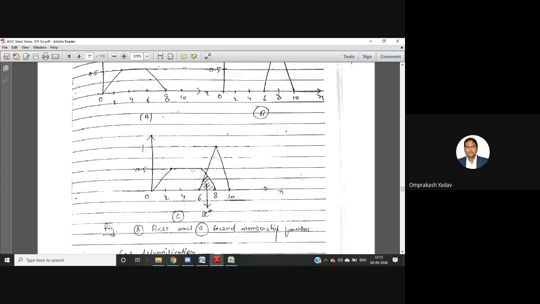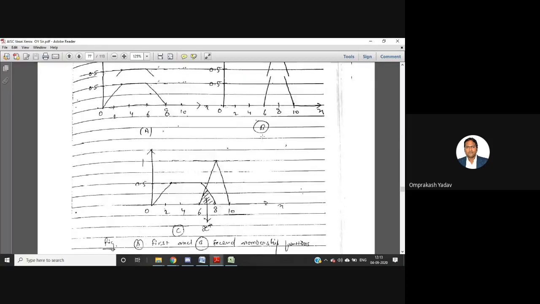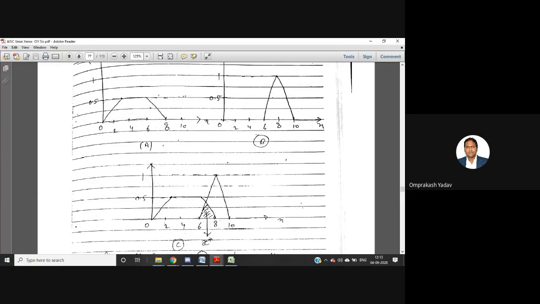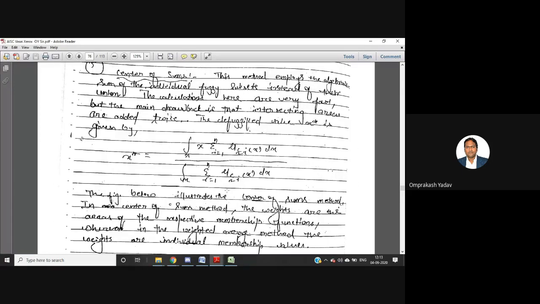But the problem in this particular method is that when I calculate the area of the first graph, this part area is also calculated, and when we try to sum it with the second area, this area is added again. So the intersecting area of both the shapes is getting added twice. So just note down the formula, and remember this method works on individual fuzzy subsets. This method employs the algebraic sum of the individual fuzzy subsets instead of their union.